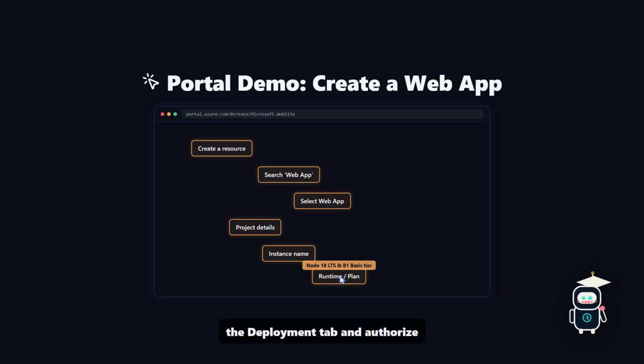Finally, flip over to the Deployment tab and authorize GitHub to automatically deploy your code every time you push. In under 2 minutes, you'll have a fully managed web app that can auto-scale with zero server maintenance.